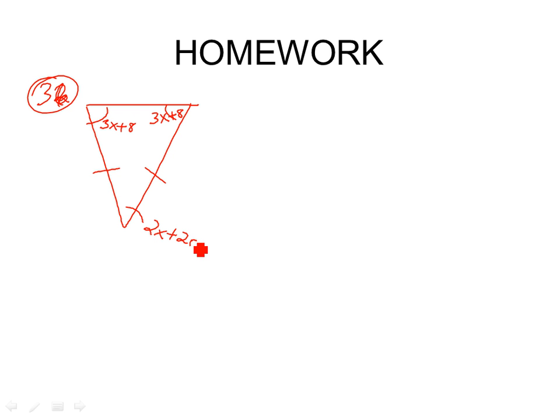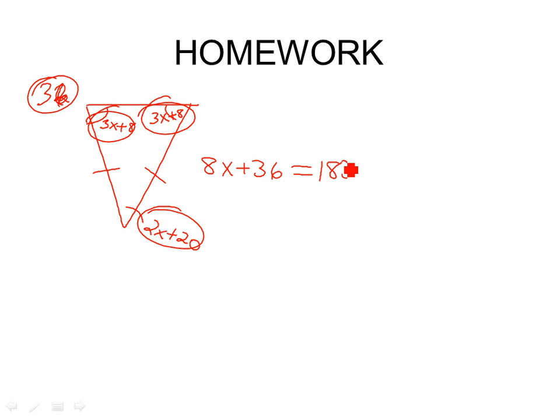So couldn't you just do 6x plus 16 to save some space? What do you know about all three angles in a triangle? They have to add to 180. So how many x's do we have? 8x plus 36. All that added together should equal how much? 180. Now, be careful on the test if there's a problem like this.